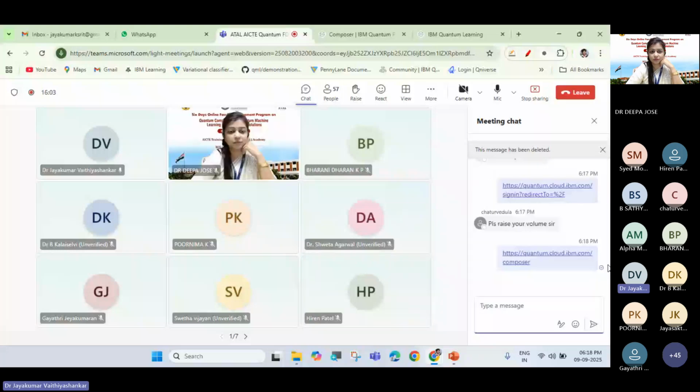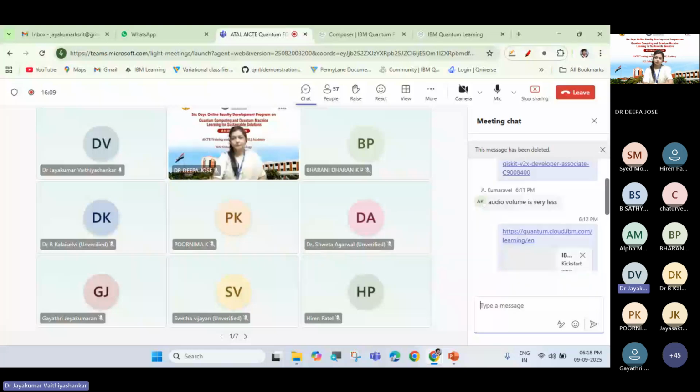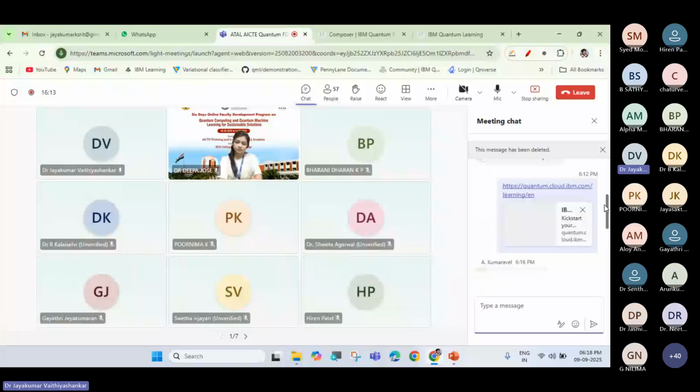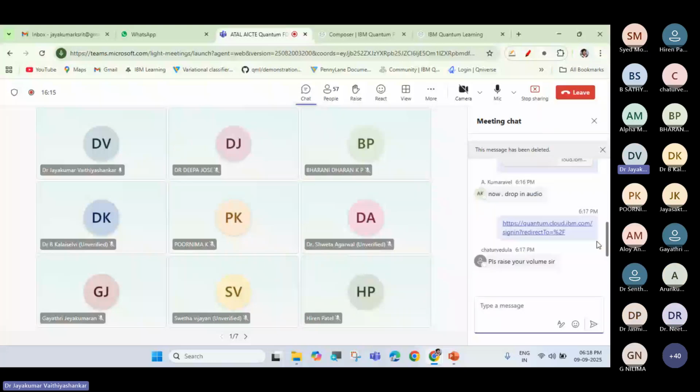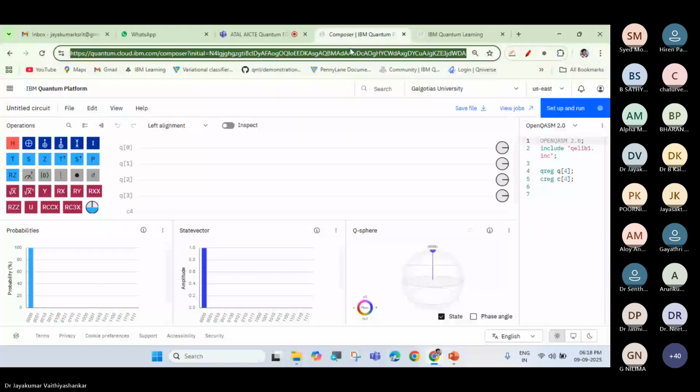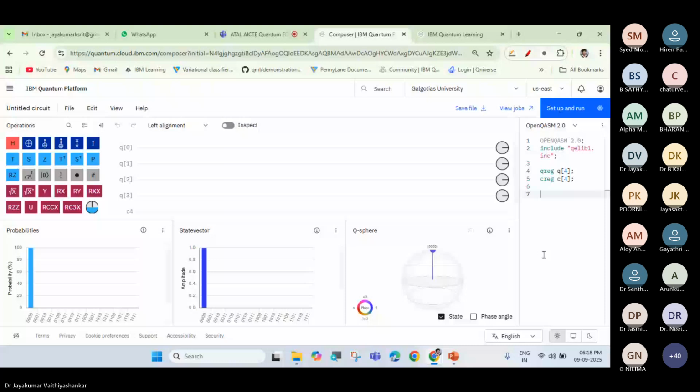So click this link, Composer. I shared certification, learning, also login creation, also Composer. I recommend each and every one of you don't log in through your mobile. Please log in through your laptop or your CPU.